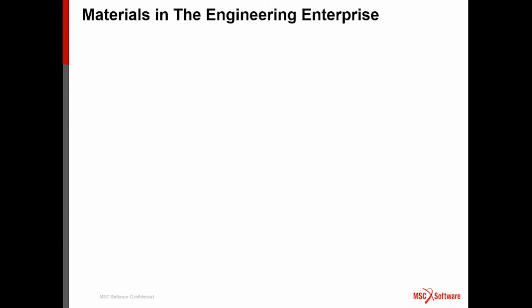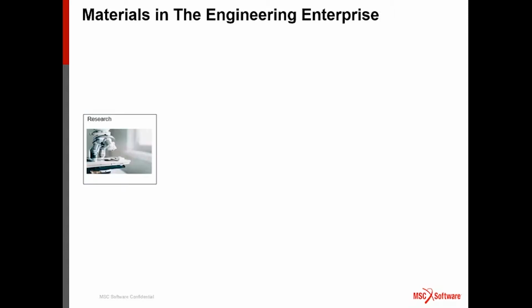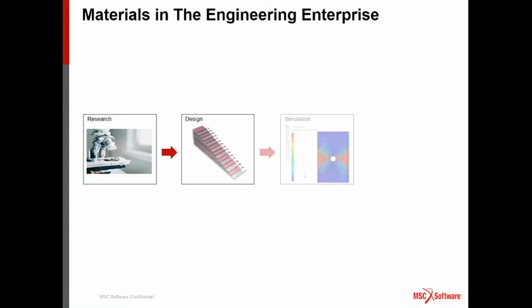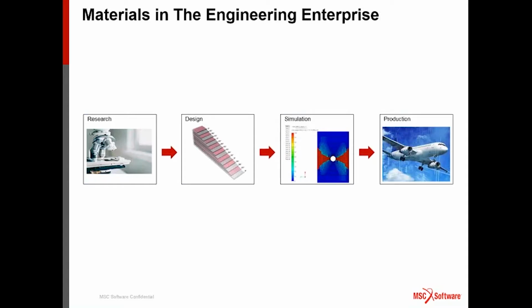And within an engineering company, materials play a very critical role throughout the entire product lifecycle, from the initial R&D stages to design and simulation stages, and then to the final manufacturing and production stage. The success of a product depends on the successful utilization of high-quality materials property data.